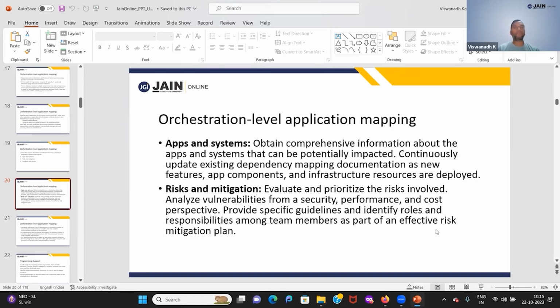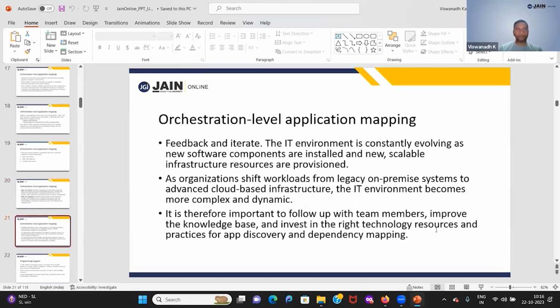The other key feature is risk and mitigation. Evaluate and prioritize the risk involved. Analyze the vulnerabilities from a security perspective, performance perspective, and cost perspective. Provide a specific guideline and identify roles and responsibilities among the team members as part of an effective risk mitigation plan. This happens everywhere, in agile methodology or in the risk mitigation plan.